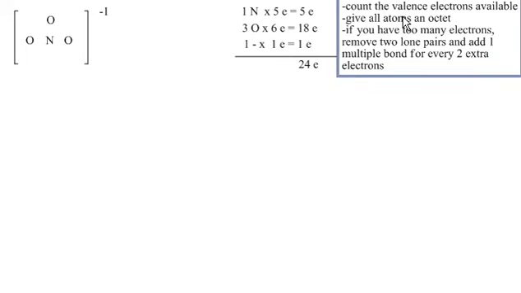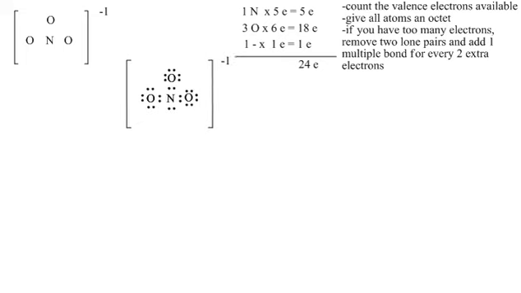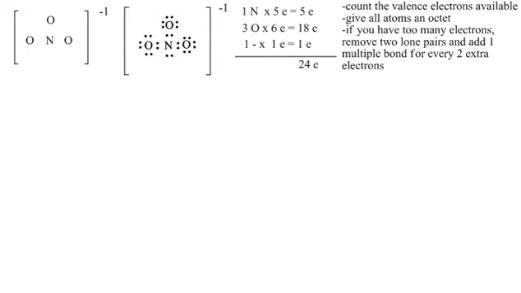The next thing we're going to do is give all atoms an octet. When we do that, our Lewis structure will initially look like this. Well, when we count the number of electrons that are there, what we find is there are 26 electrons there. We only have 24 valence electrons, so we have to do something to get rid of some of those valence electrons. And what we're going to do is remove 2 lone or non-bonded pairs and add 1 multiple bond for every 2 extra electrons that we need to get rid of.